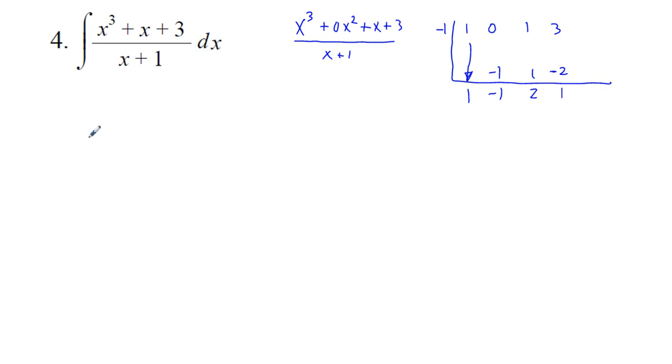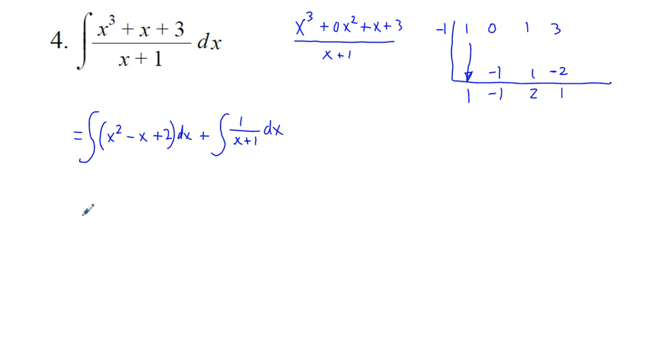So what we're going to get is the integral of, I'm just going to write it here like this, x squared minus x plus 2 dx, and then we're going to have plus the integral of 1 over our divisor, x plus 1 dx.